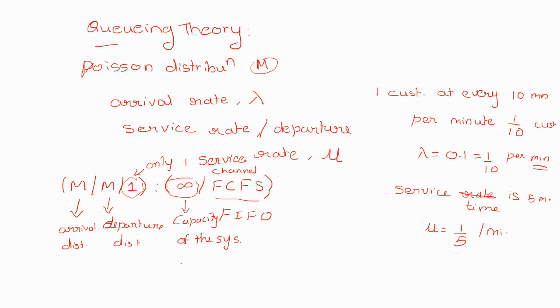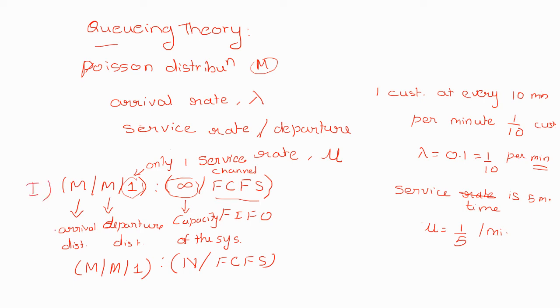Okay, so the capacity of the auditorium is finite. In that case it will look something like M/M/1/N, where N is some finite number, that is, the finite capacity. So we are going to study only these two models.